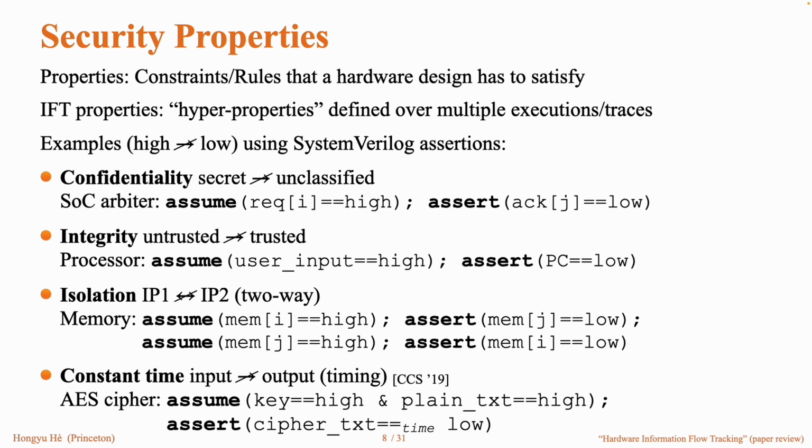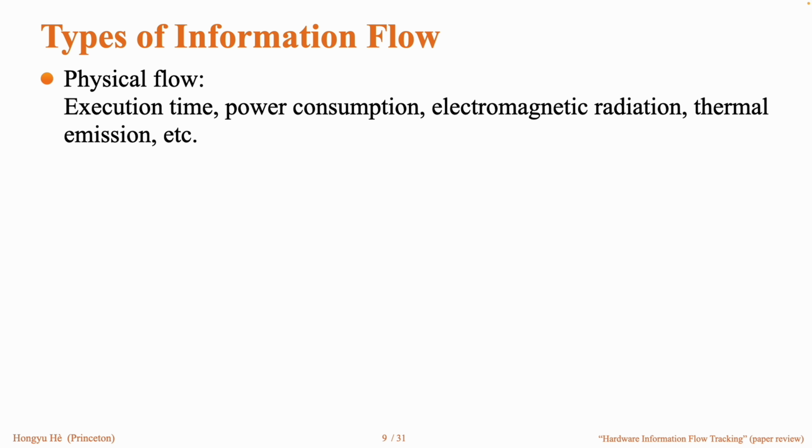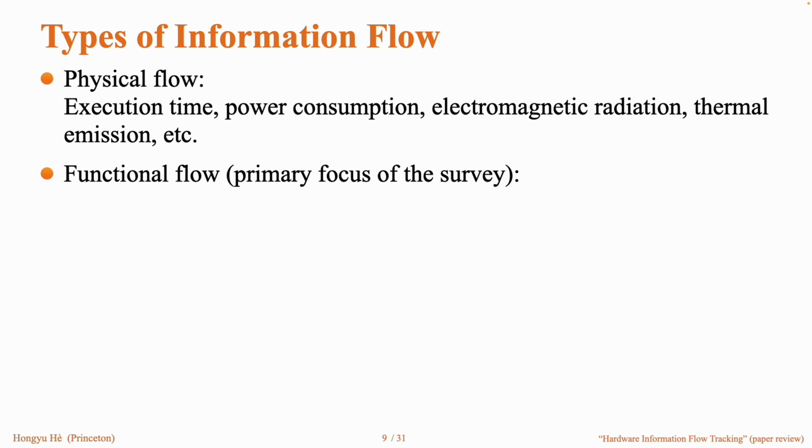And there are different types of information flow. What's interesting is that in the paper, they are categorized into 2 types. One is the physical flow, where we have the execution time, power, electromagnetic radiation, and so on and so forth. And the second category is the functional flow, which was the focus of this survey.